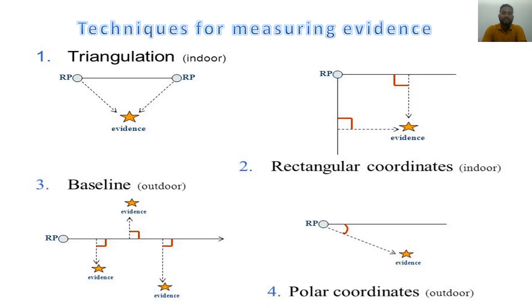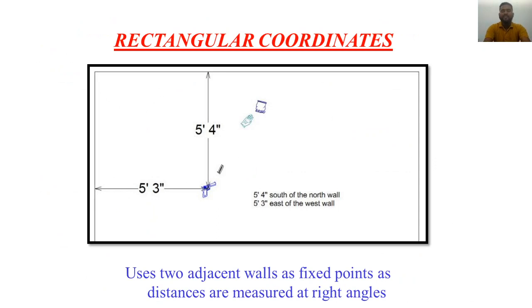First one is triangulation. Here two fixed points will be there, and from the two fixed points the distance of evidence will be measured. The next is rectangular coordinates. The distance of evidence from two fixed points will be measured along a perpendicular line. The next is baseline, which is best used for an outdoor crime scene. Here a single imaginary baseline will be drawn, and the perpendicular distance will be measured from the baseline. And next is polar coordinates, which is also best used for an outdoor crime scene. Now we'll discuss one by one.